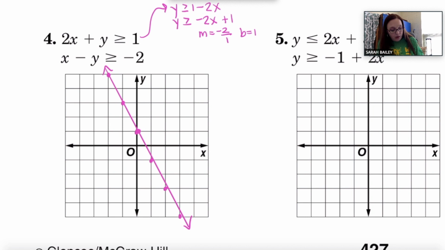So let me get my, I'm trying to get a pink color highlighter. Okay, so that means I'm going to be shading this side. Because 0, 0 will not be a solution to my inequality.